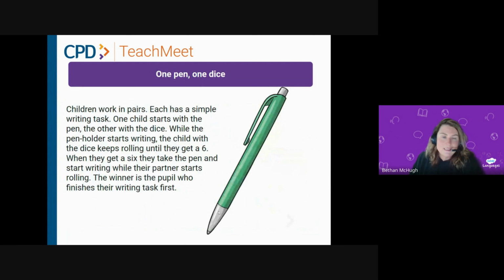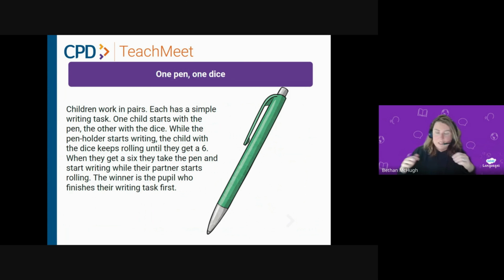1 pen, 1 dice. This is a really popular one. If you just search for this on the internet, you will find many explanations of how to play it. It went almost viral on Twitter not so long ago, and Steve Smith, who I mentioned earlier, has a blog post entirely on this game, which you can read. But the premise is, children have a task, any task at all. It could be a little writing task, like writing 5 sentences or 3 sentences about themselves.